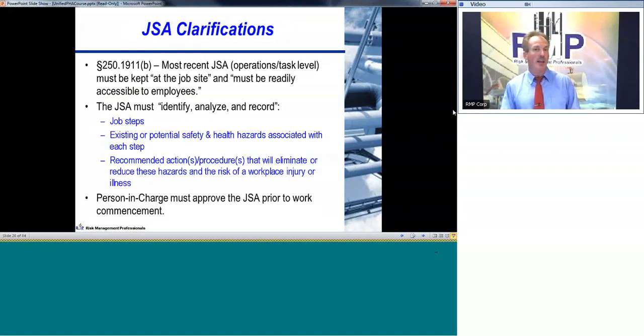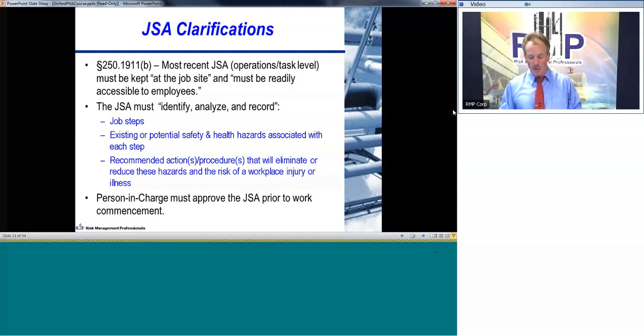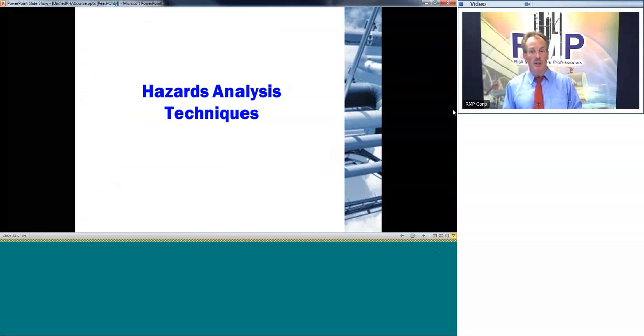A couple of clarifications on job safety analyses that are provided by SEMS is that you have to have the most recent job safety analysis kept on the job site, and it must be readily accessible to employees. The JSA must identify, analyze, and record the different job steps, existing or potential safety and health hazards, and also identify any recommended actions that may eliminate or reduce the hazards and the potential for risk at the workplace for injury or illness. And you also have to have an individual approve the JSA prior to work commencement. And as I mentioned before, Matthias will be providing a lot more background information on JSAs.